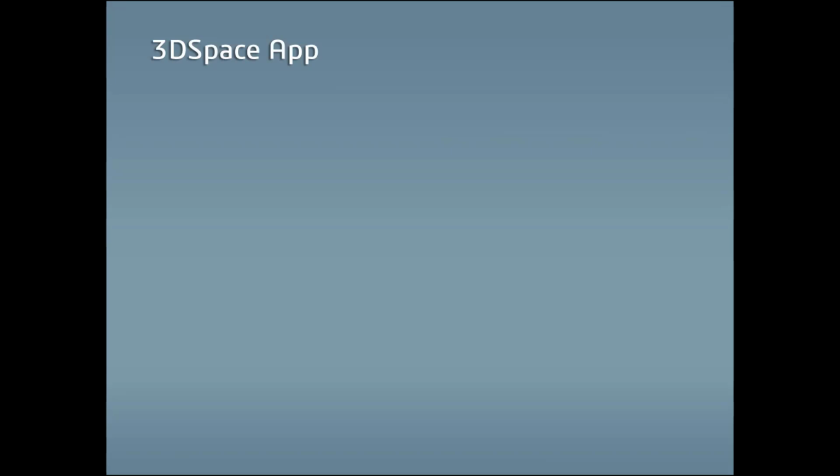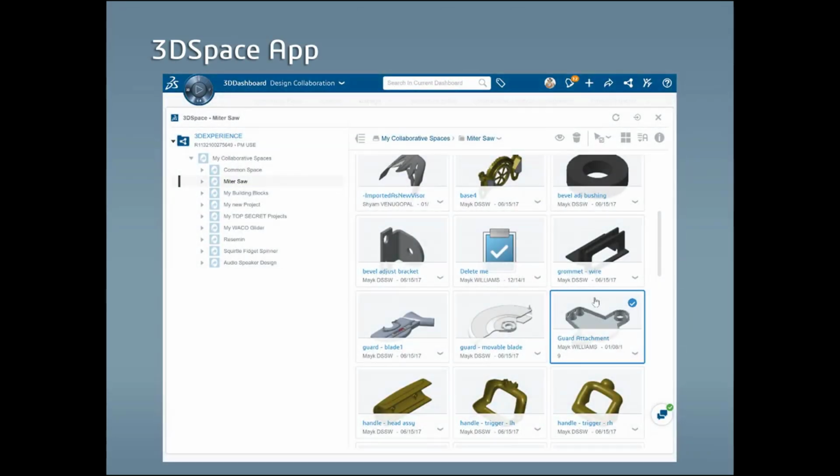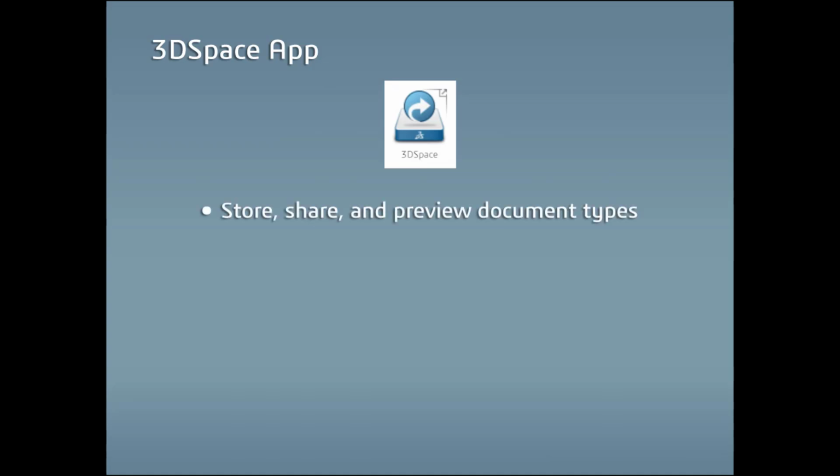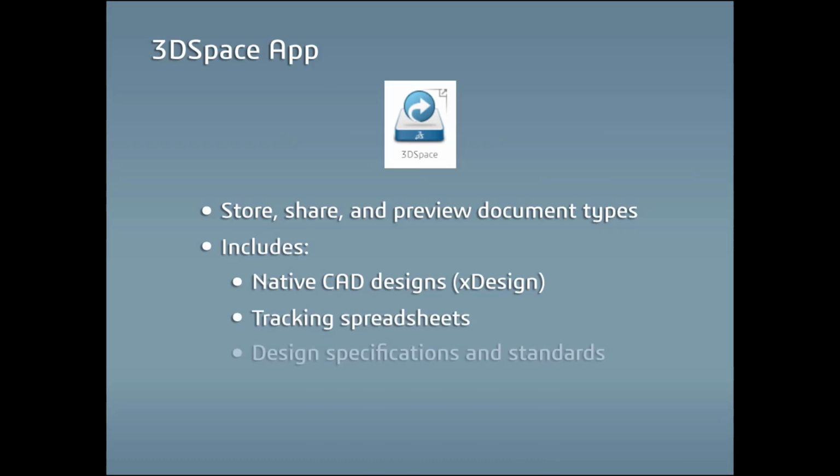The 3DEXPERIENCE platform provides all the collaborative spaces you need to store your data and make it available to the right users. The 3DSpace app is the hub for storing all content that users will need to access and share with one another. This data management tool allows you to store, share, and preview document types relevant to your project. This can include native CAD designs like models created directly in the XDesign app, or other documents such as tracking spreadsheets, design specifications and standards, or purchase orders.